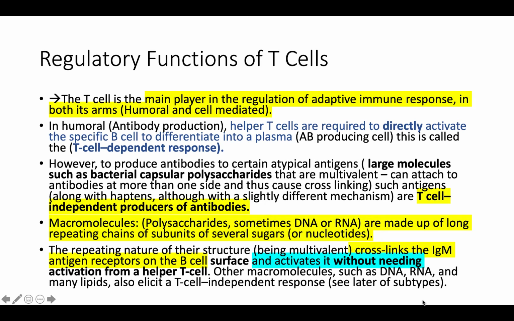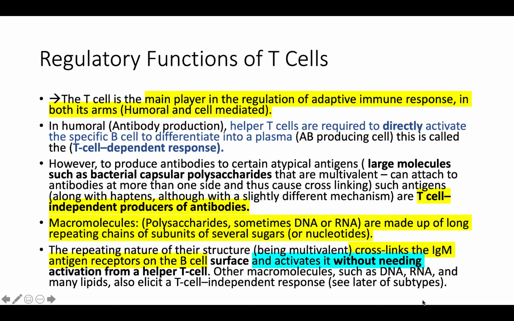IgM, when it is secreted, is a pentamer. Remember we said it will be a pentamer, and this antigen receptor on the B cell surface activates it. What happens? Sorry, the pentamer is in the plasma, but it is a monomer on the cell surface of the B cell. Since this molecule will bind more than one IgM on the surface of the B cell, they will cross-link in the same manner we discussed with IgE bound to cells, when cross-linking happens with a hapten. That's the same thing.